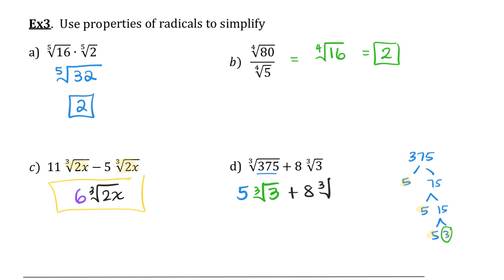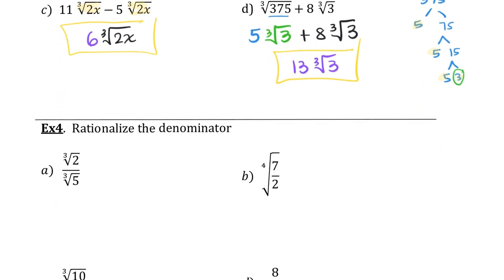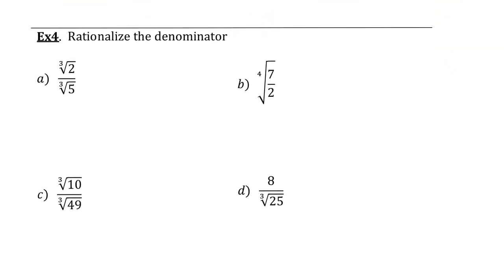Okay, are they like terms now? They are. So 5 plus 8, I have 13 third root of 3s. Okay, last topic for the exam for 5.2, rationalizing the denominator. Rationalize the denominator means you don't want a radical at the bottom.